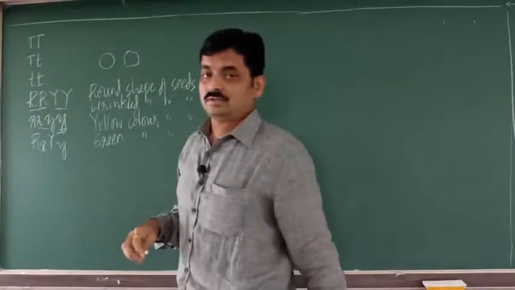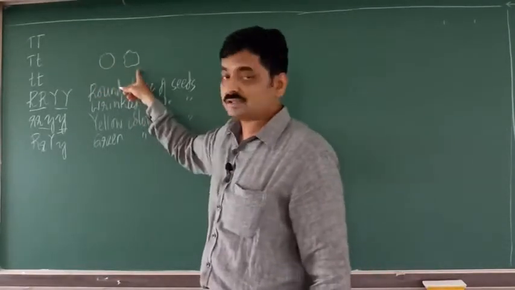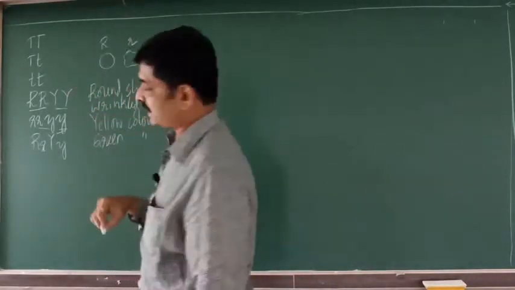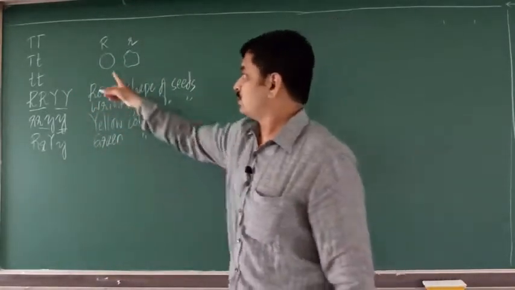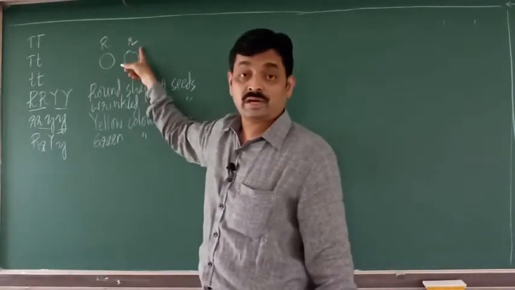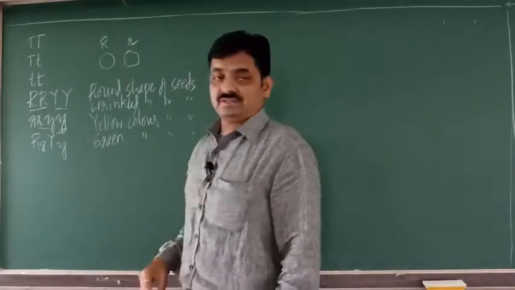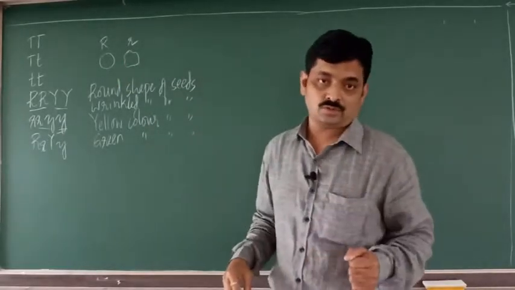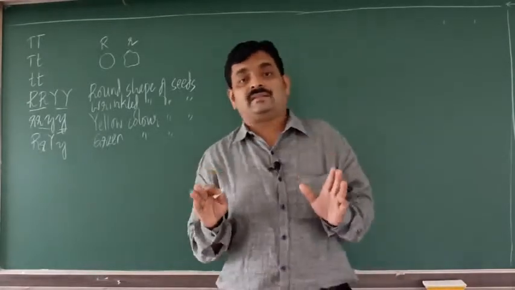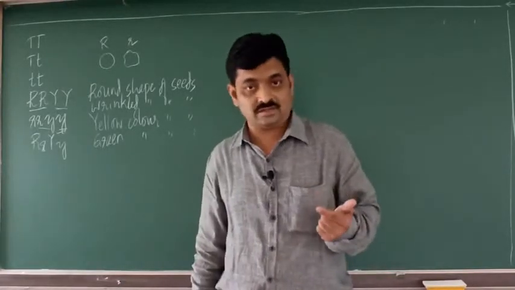Now you can see here, these are the two seed shapes. The first one is round and the second is wrinkled. Round shape is controlled by the dominant gene and wrinkled shape is controlled by the recessive gene. Similarly, the other two genes are capital Y and small y. Capital Y is the dominant gene. Remember, a capital letter indicates a dominant gene and a small letter indicates a recessive gene.